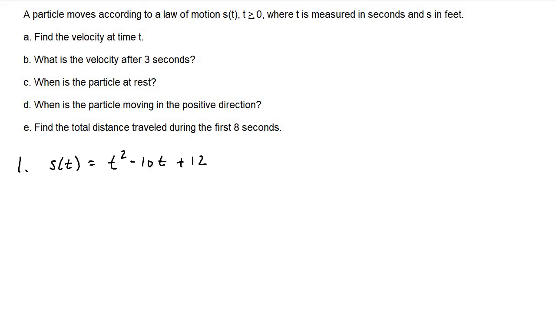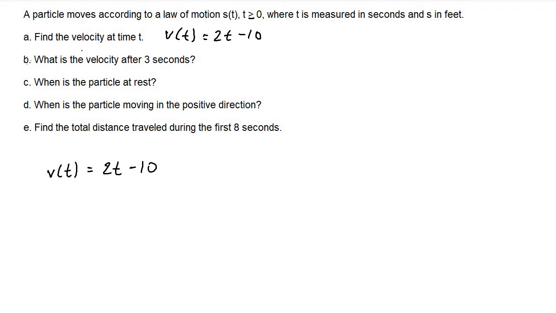So for number 1, we have s of t, our position function, is equal to t squared minus 10t plus 12. So once again, for part A, find the velocity at time t. Well, v of t, the velocity function, once again is equal to the derivative of the position function. So all we have to do is derive t squared minus 10t plus 12. So the velocity function is going to be the derivative of t squared is 2t, and then the derivative of negative 10t is going to be negative 10. And the derivative of 12, just a constant, is 0. So we're just left with 2t minus 10.